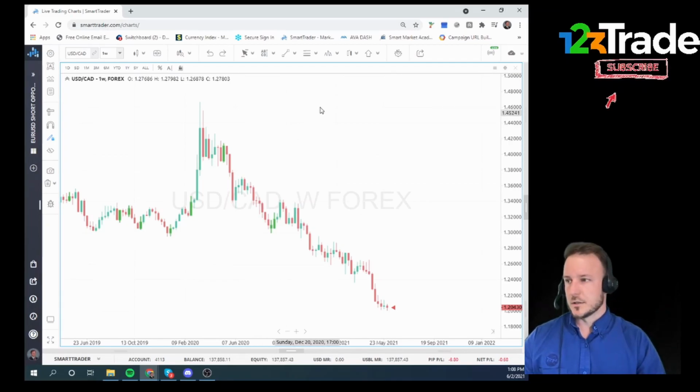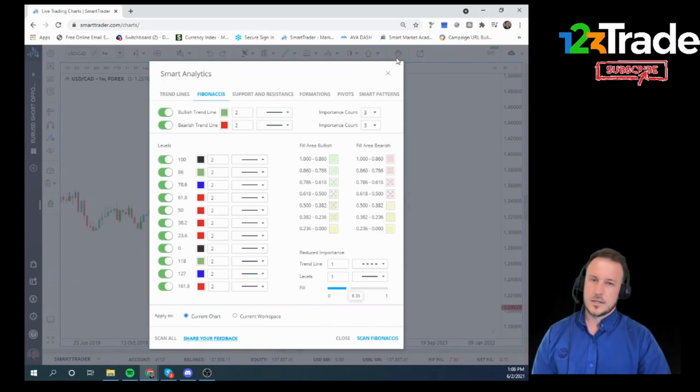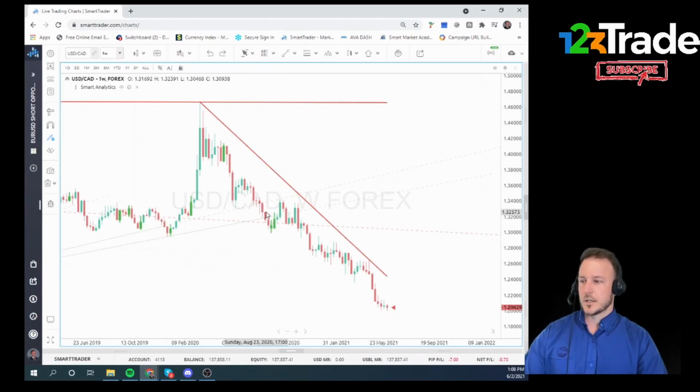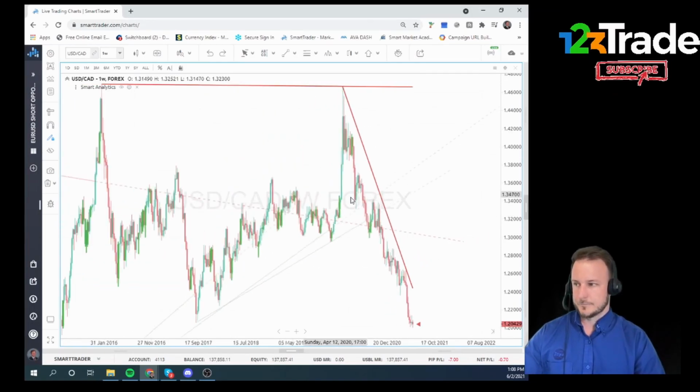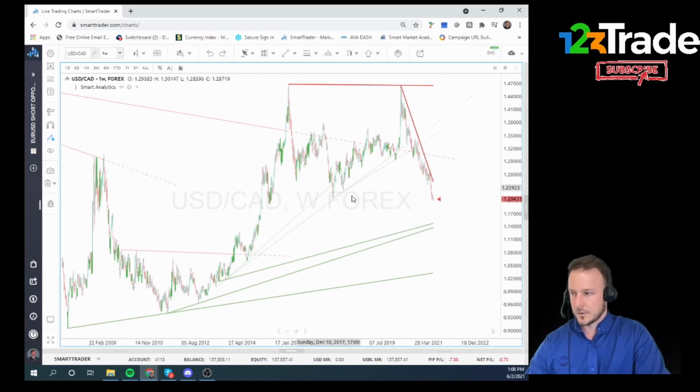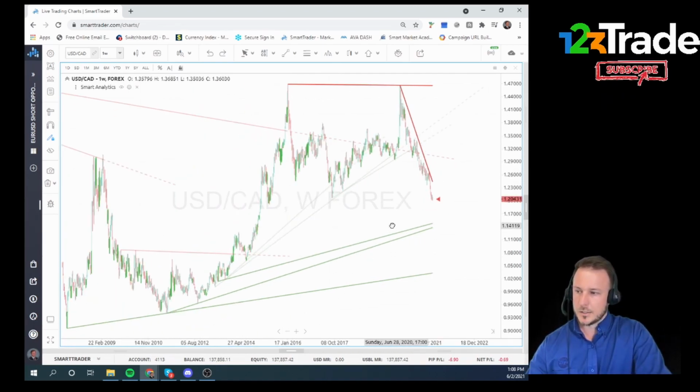And what this is going to do, it's actually going to look for all of the lines that it can find, all of the Fibonacci ratios it can find. It's going to scan everywhere. I'm going to scan trend lines first, and it found our trend line right there. So we've got another red line on top here. We've got a big double top that it's looking at. We've got a green trend line down here on the bottom.